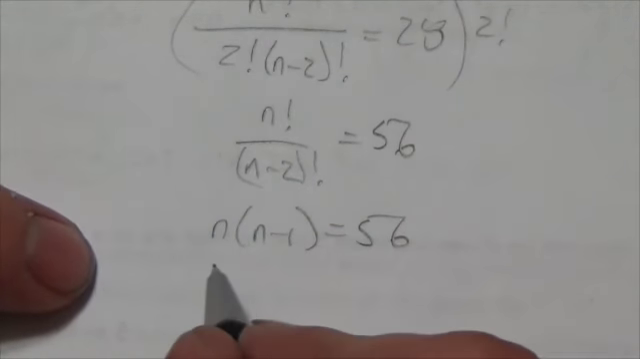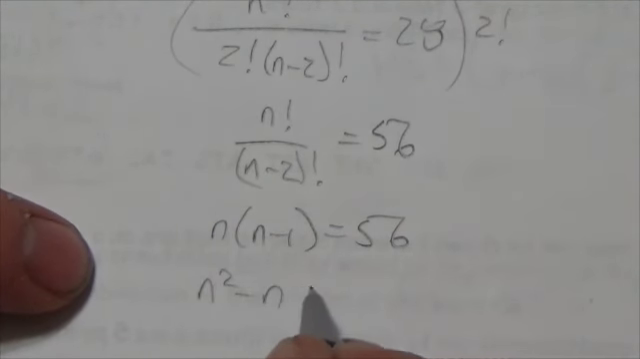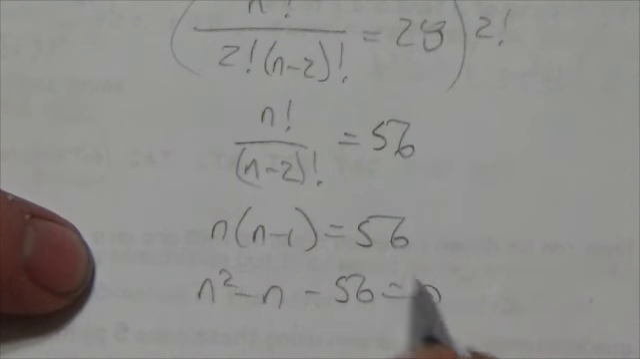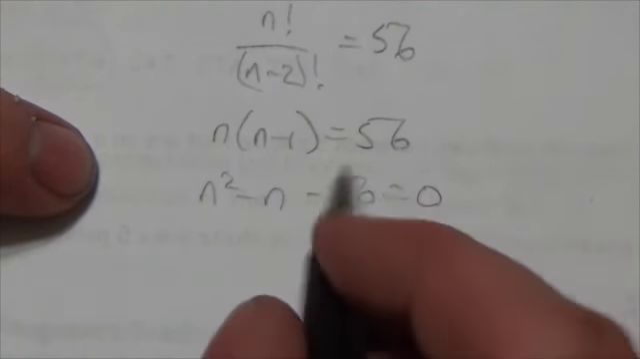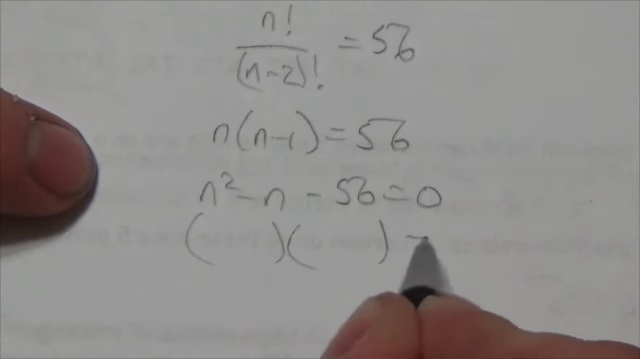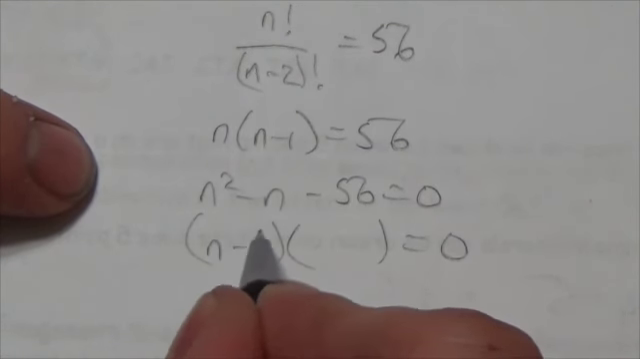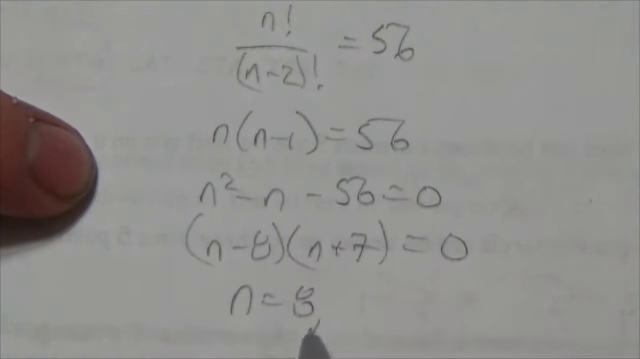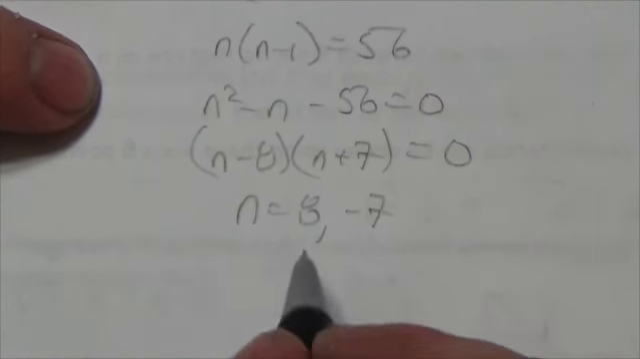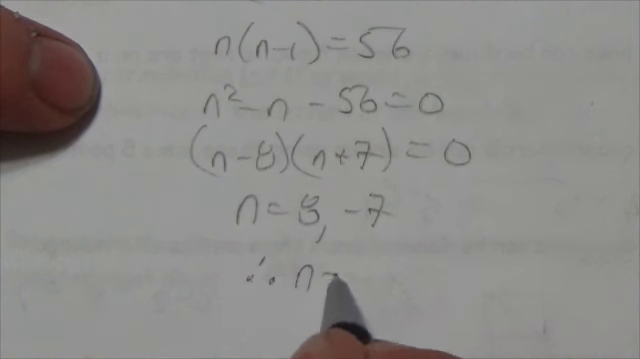I will multiply that through, bring the 56 over, then I say, what two numbers have a product of 56 and differ by 1? Well, that's going to be n minus 8, n plus 7. So n is either equal to 8 or negative 7, but again, the negative doesn't make much sense. So n is equal to 8.